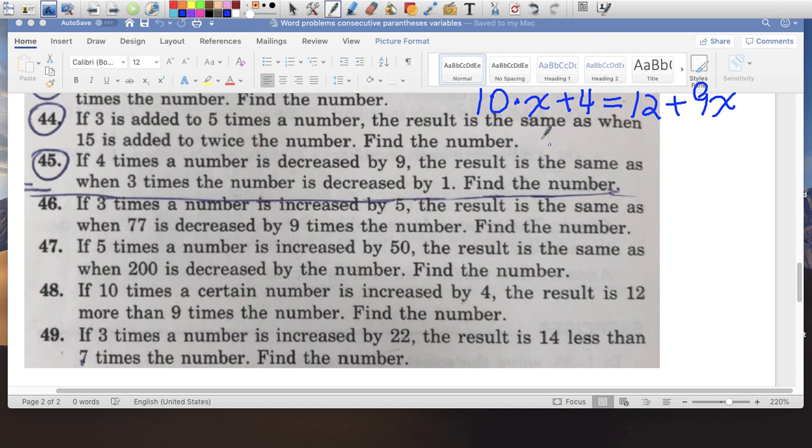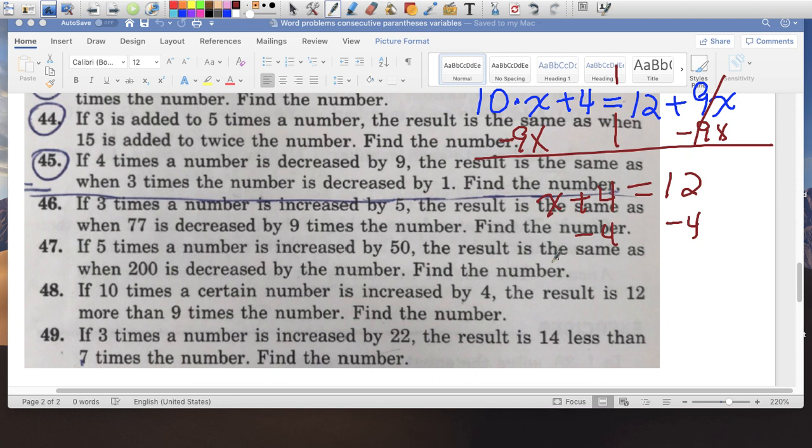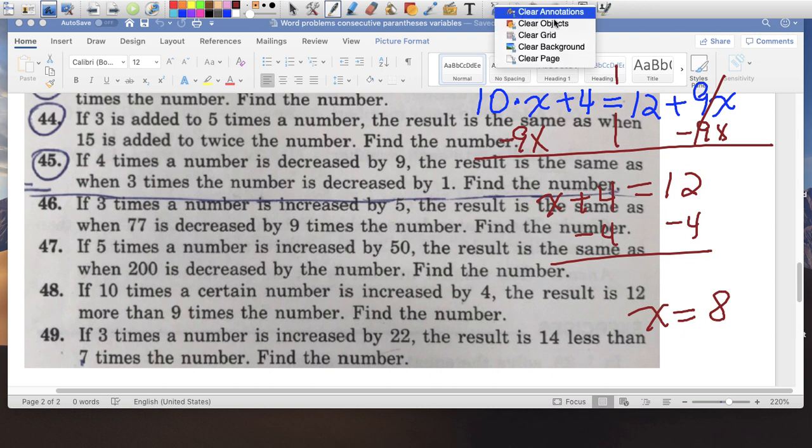Okay, so I have a variable on each side again. I have a 10x and 9x. Let's get rid of the 9x. Minus 9x, minus 9x. So 12 comes down, and on this side, 10x minus 9x is just x plus 4. And then I'm going to minus 4 on both sides, x equals 8. Why do they look simpler than I thought they would be?